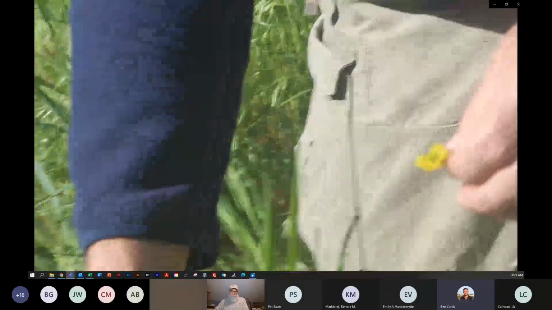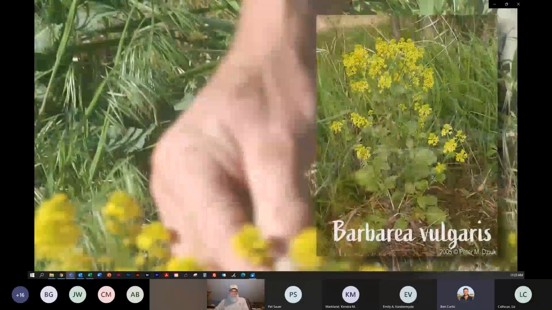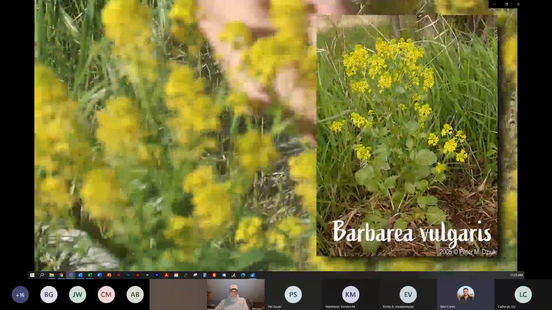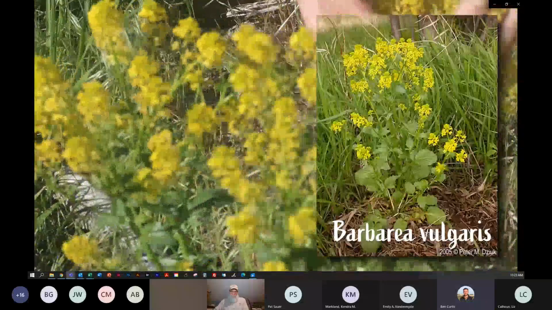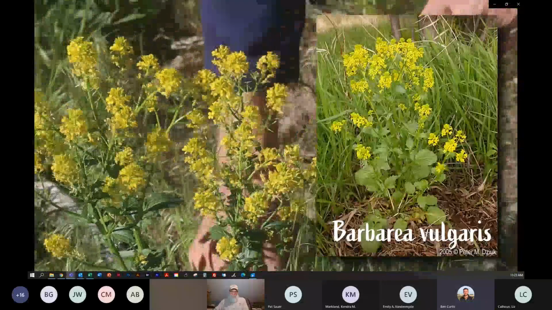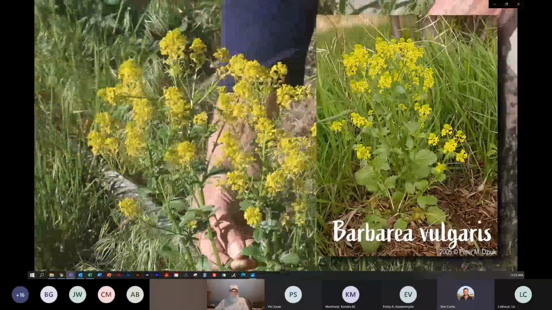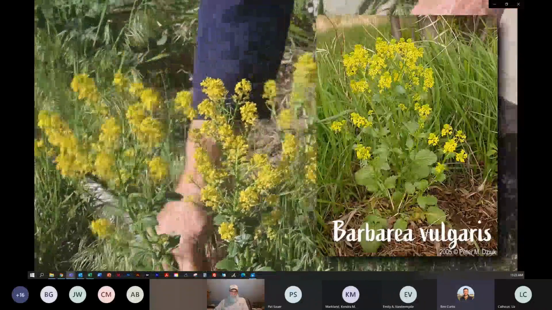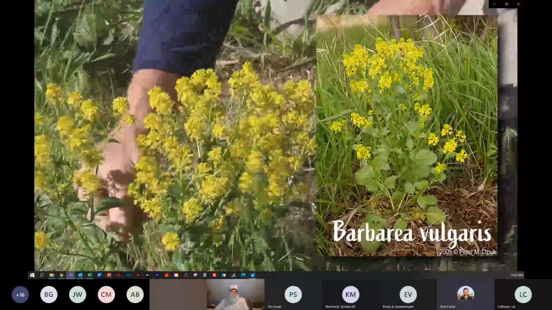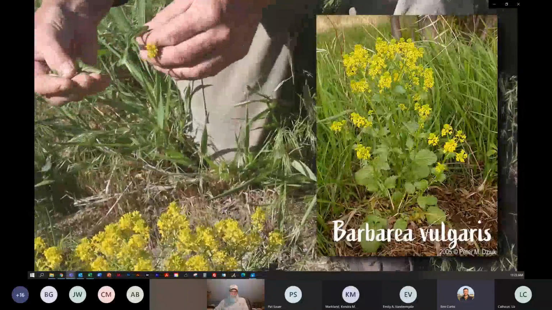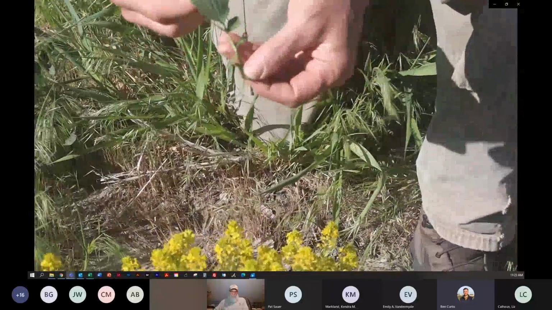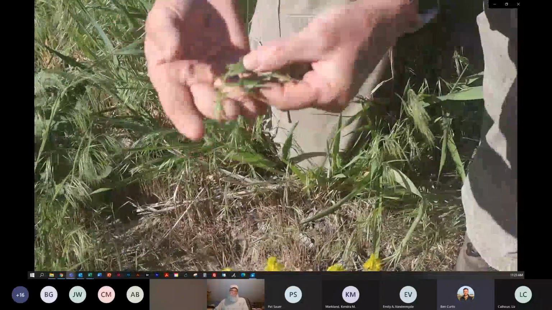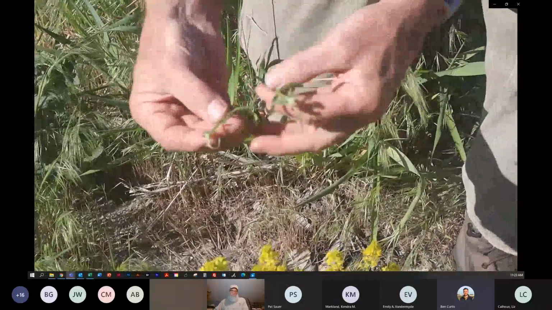This one is called yellow rocket. The yellow flowers give it that name. It's Barbarea vulgaris, the scientific name. And as far as good characteristics, the lower leaves, mid-stem leaves on yellow rocket are fairly distinctive. They usually are pretty deeply lobed, as you can see in these examples here.